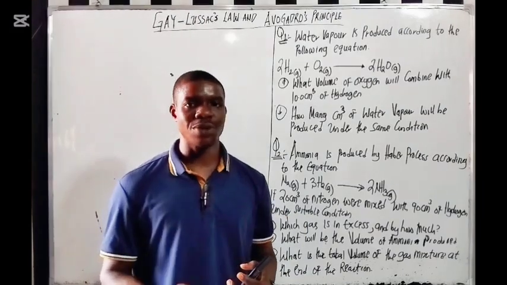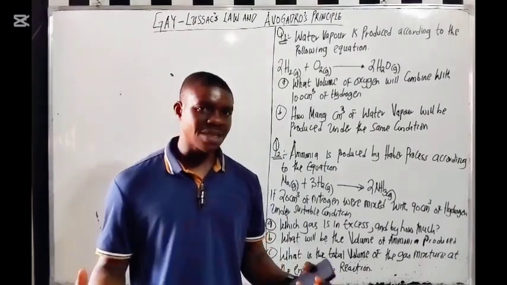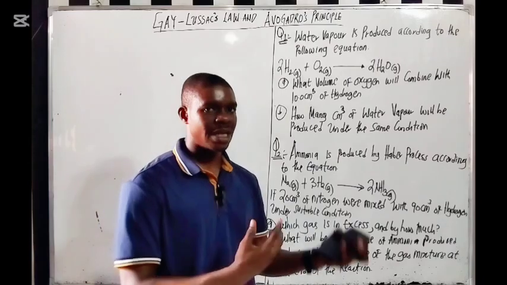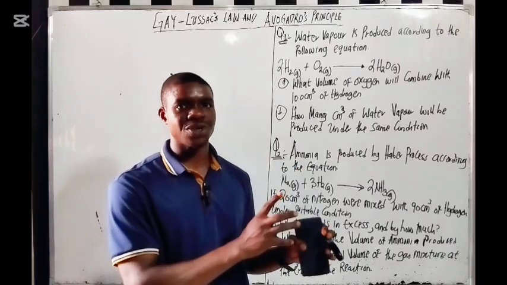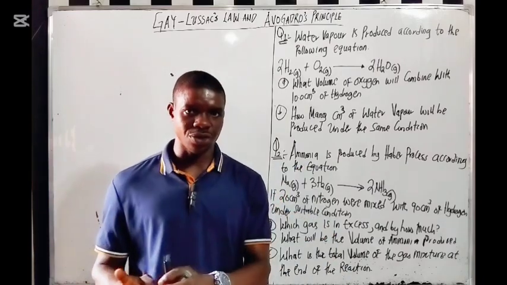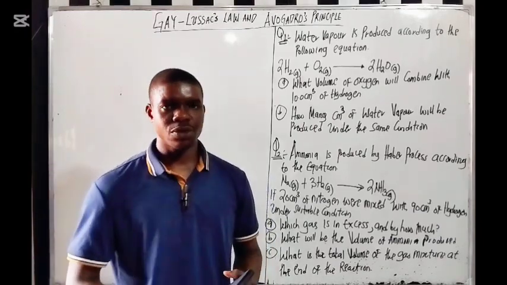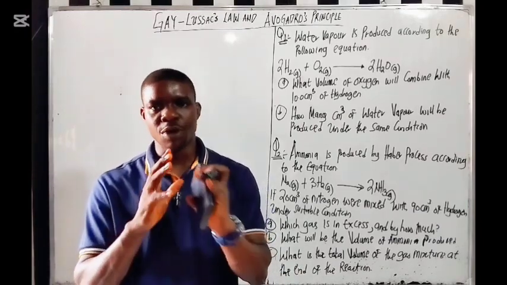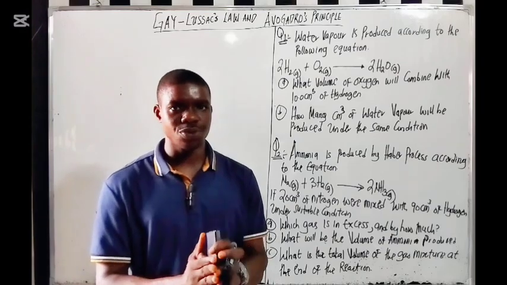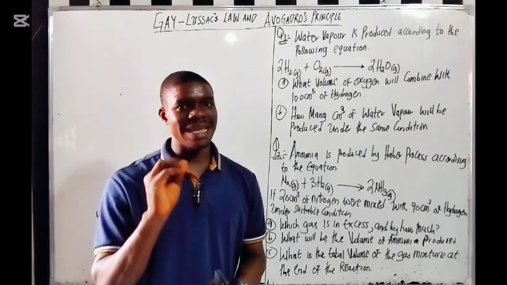These are the types of questions you will likely see in your JAM exam or your WAEC exam or any other exam at all, as long as it's a chemistry exam and you're involved with calculation. You always see this kind of question in the exam. So make sure you pay close attention, and have your pen, your notebook, and your calculator so you can take down every single thing.